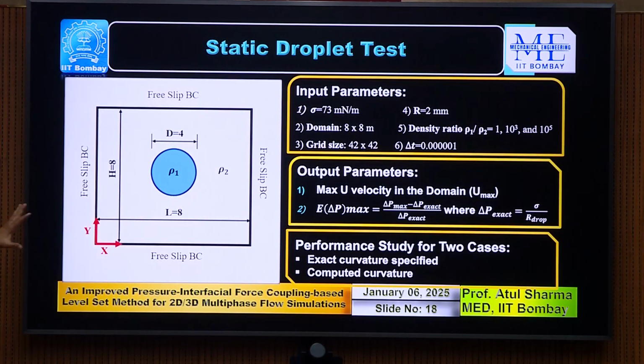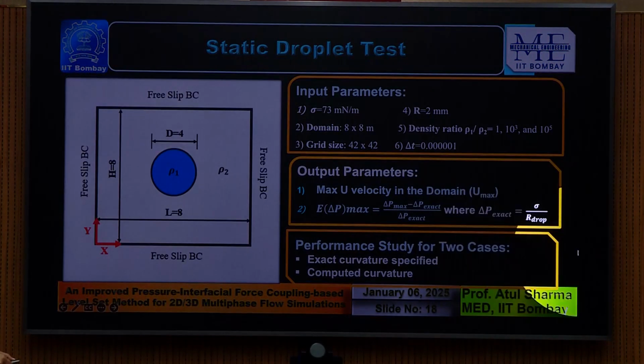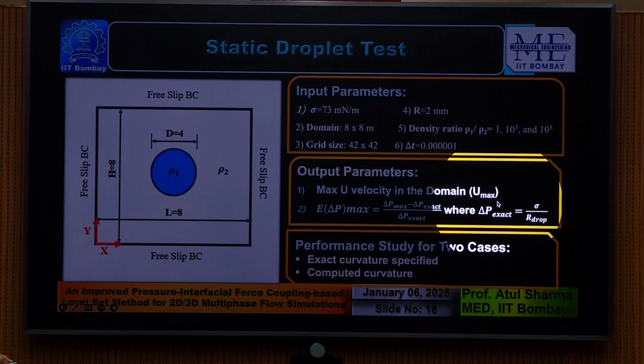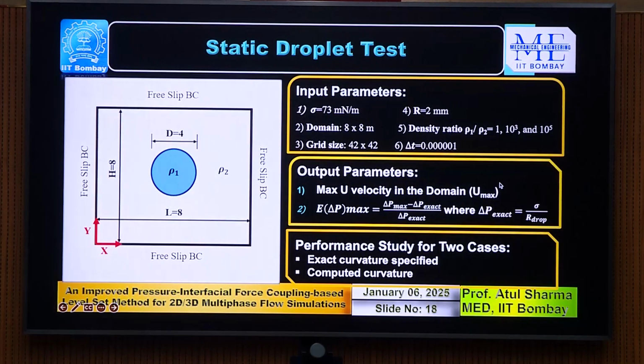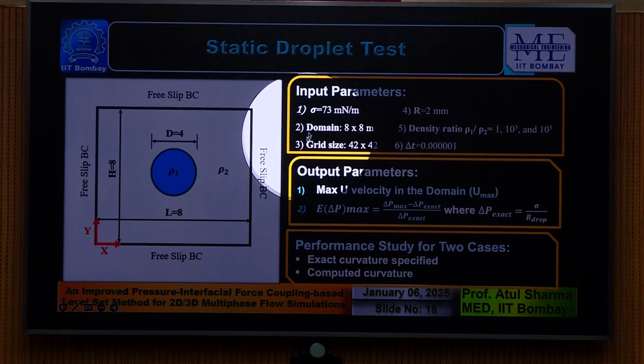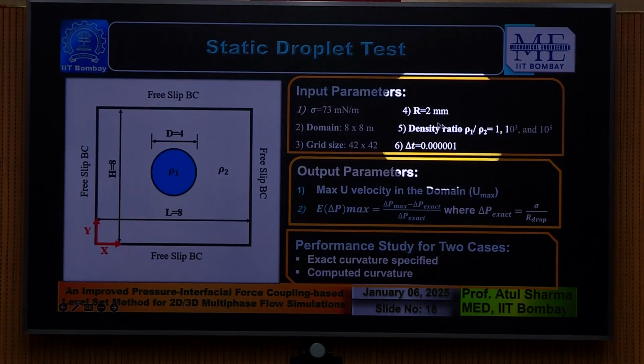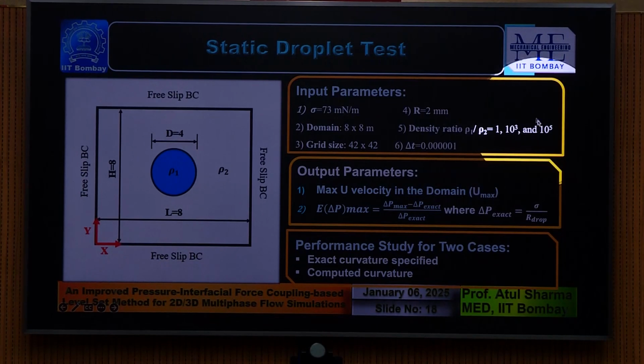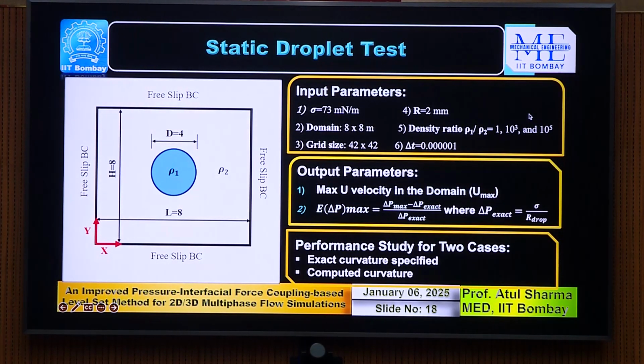This is a static droplet case where there is a droplet, and by the Laplace law we know the solution for the pressure drop, which is given here as sigma by r. We have taken the input parameters as shown here. The radius of the drop is taken as 2 mm, and we have done this study for various density ratios as high as 10 to the power 5.